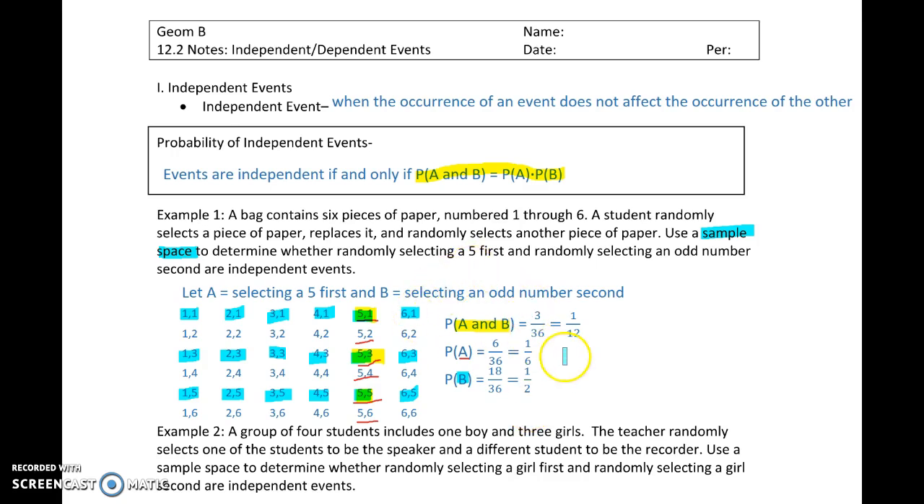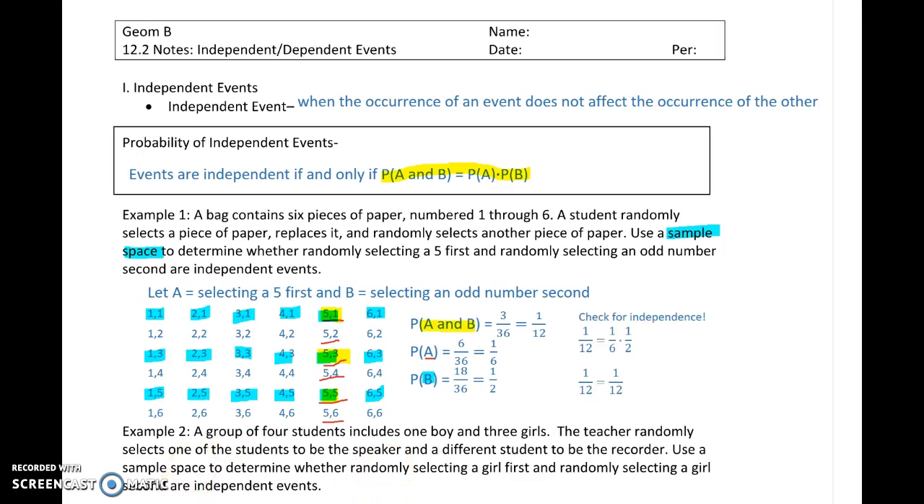So let's go ahead and check that. Is 1/12 equal to 1/6 times 1/2? Well, the answer there should be yes. Just make sure you show me that work, and then we'll see that 1/12 equals 1/12. Check.